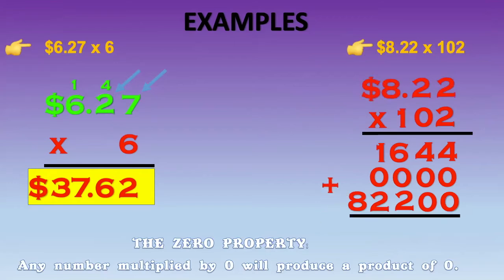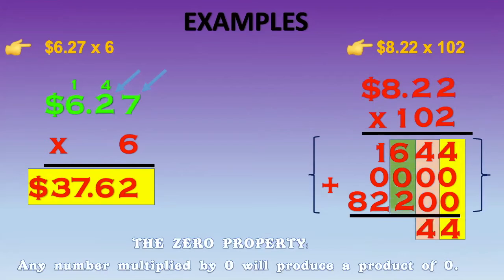Now that we have that, we must add all of our partial products. 4 plus 0 plus 0 is equal to 4. 4 plus 0 plus 0 is equal to 4. 6 plus 0 plus 2 is equal to 8. 1 plus 0 plus 2 is equal to 3. And 8, we bring that down and that will give us 8.